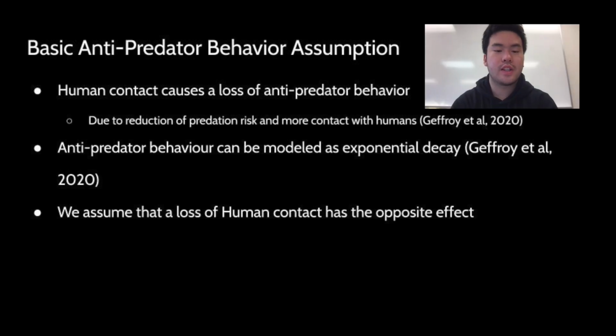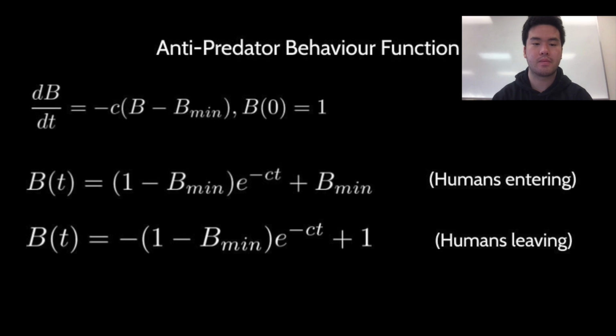We modeled the change in anti-predator behavior according to previous research. Jeffroy et al. found that human contact causes a loss of anti-predator behavior due to decreased predation risk and more contact with humans. It was also found that anti-predator behavior while in contact with humans is well modeled by exponential decay. We assumed that a loss in human contact has the reversed effect and an increase in anti-predator behavior.